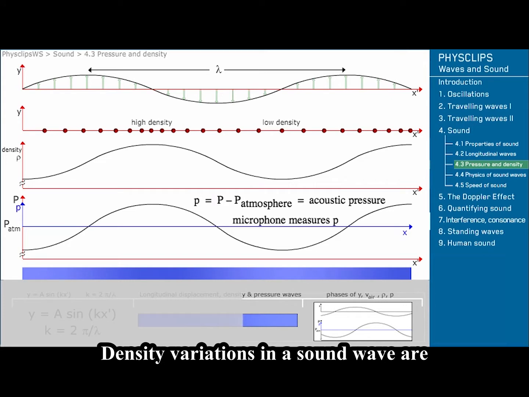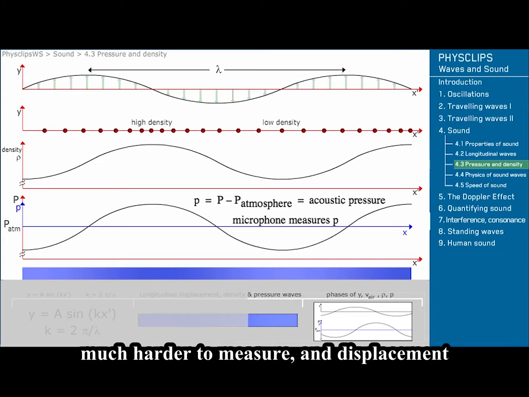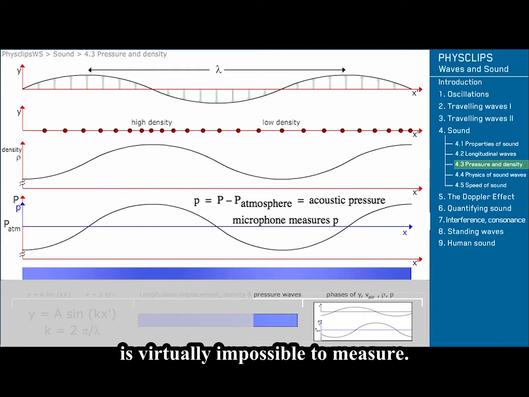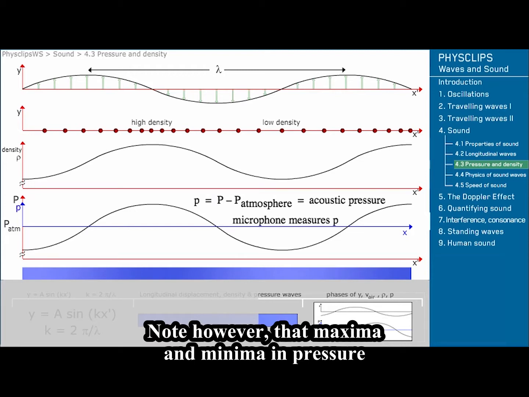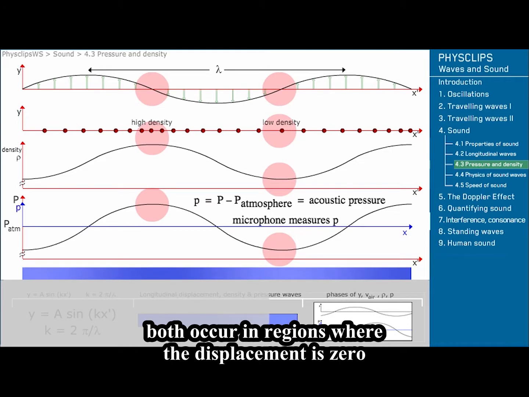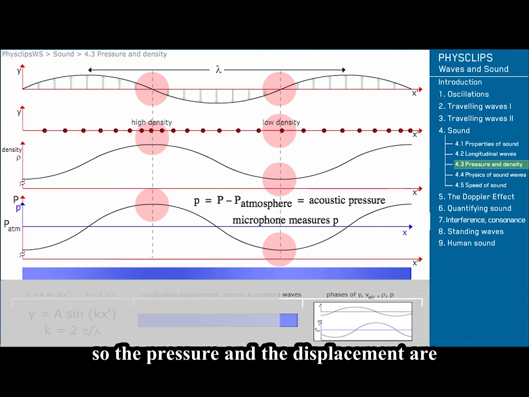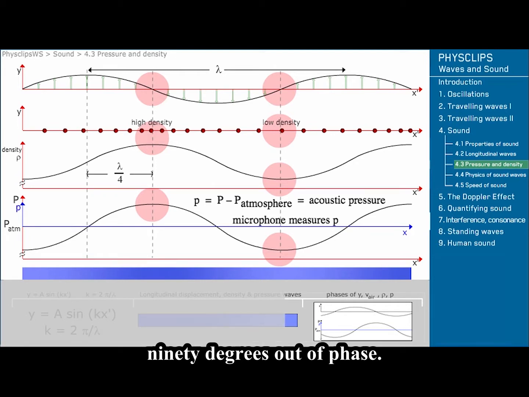Density variations in a sound wave are much harder to measure, and displacement is virtually impossible to measure. Note, however, that maxima and minima in pressure both occur in regions where the displacement is zero. So the pressure and the displacement are 90 degrees out of phase.